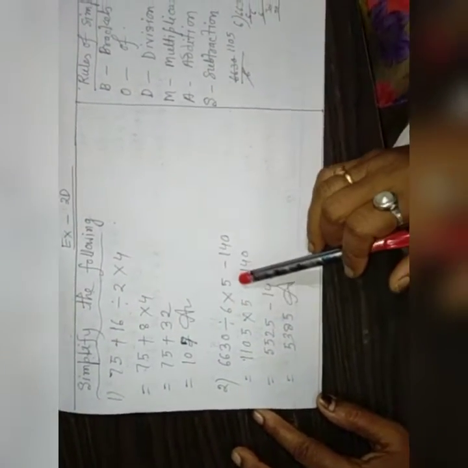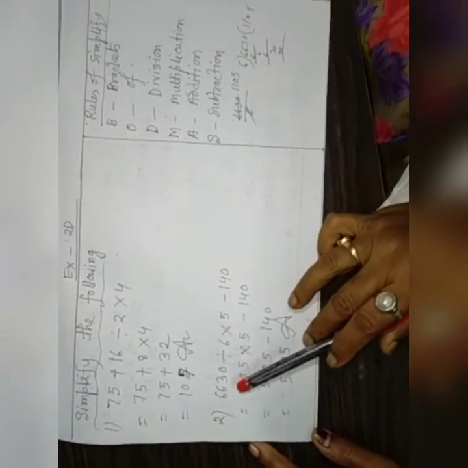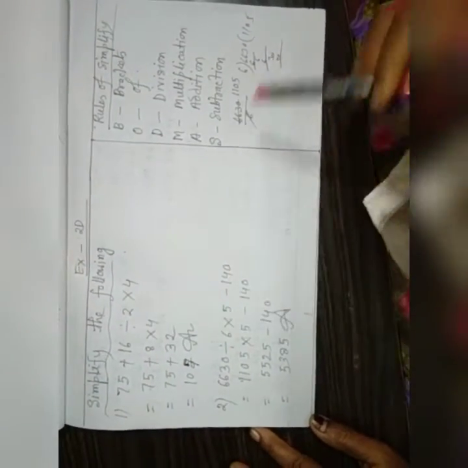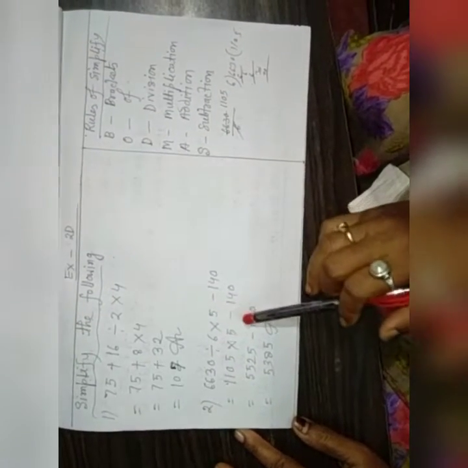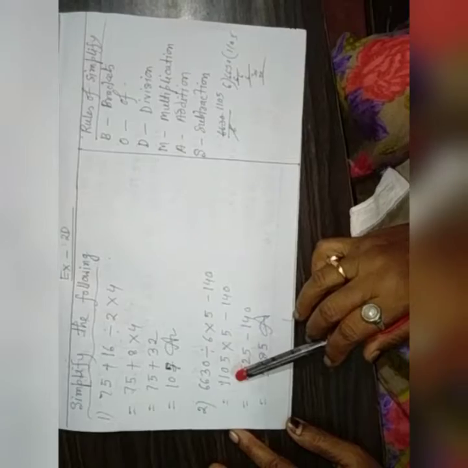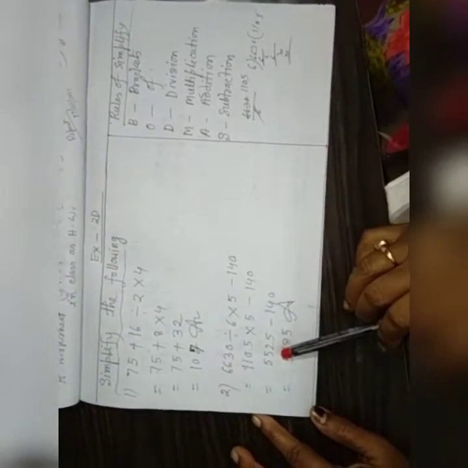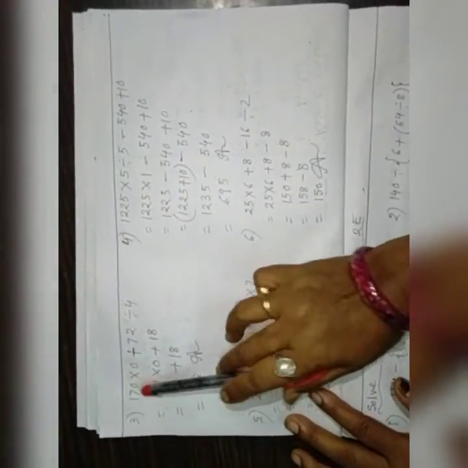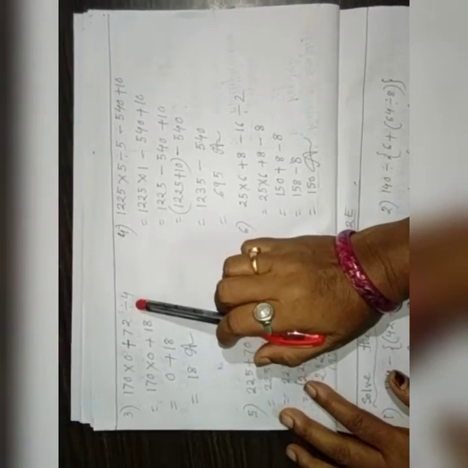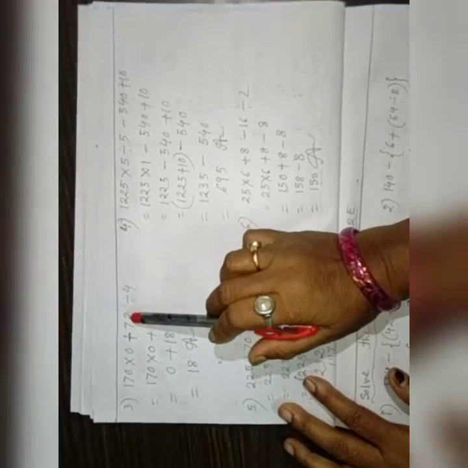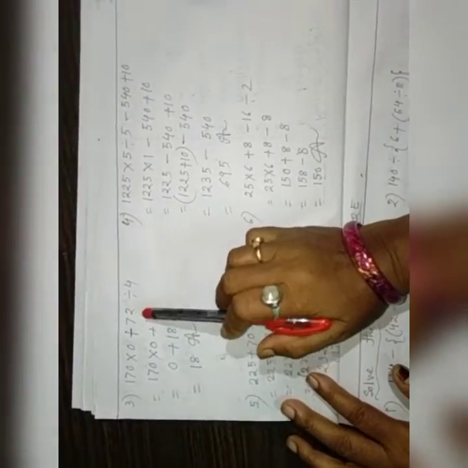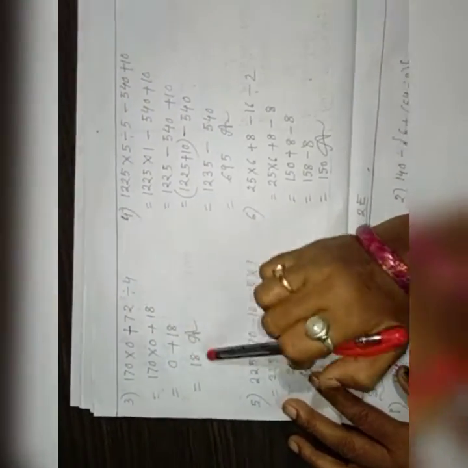2. 6630 divided by 6 into 5 minus 140. 6630 divided by 6, I have done here, is 1105. 1105 into 5 is 5525, minus 140 is 5385. 3. 170 into 0 plus 72 divided by 4. 170 into 0 is 0, plus 72 divided by 4 is 18. That is 0 plus 18, 18. Answer.